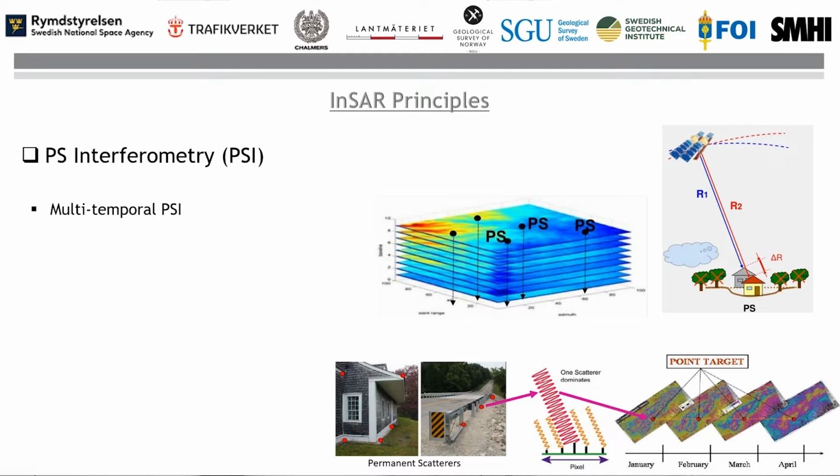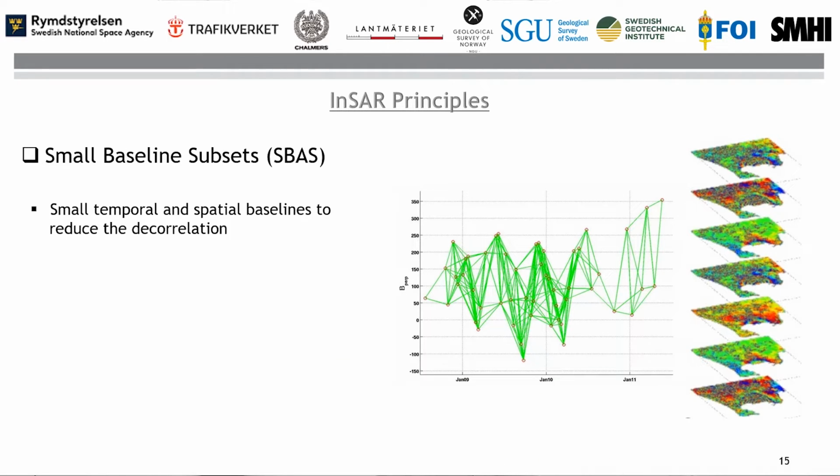And for SBAS, here we can see the graph of the SAR images. On the x-axis is the time, and the y-axis is the baseline, which is the separation between the two satellites in space. Here you can see the SBAS technique can create a dense deformation map, contrary to the PS technique.